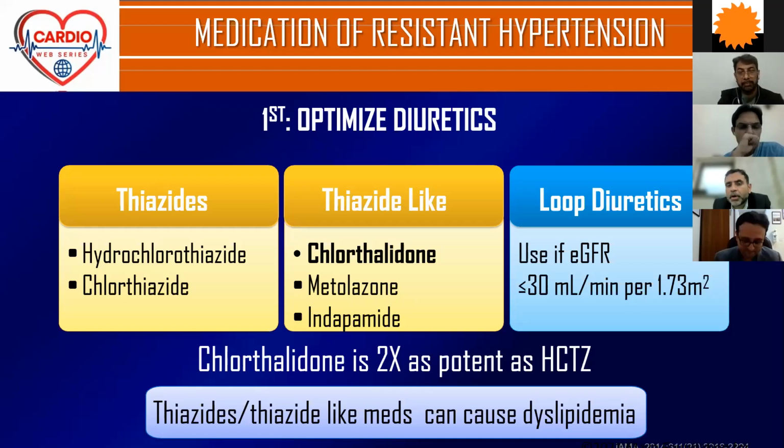So the first step is that you optimize diuretics. Hydrochlorothiazide is very easily available in Pakistan. It comes as a combination pill. You optimize that. Another option is a thiazide-like diuretic, which is chlorthalidone. You do have metolazone available in Pakistan also, with the name of Metanix. And then finally, if the patient's kidneys or GFR is low, it's chronic kidney disease, then definitely consider a loop diuretic.